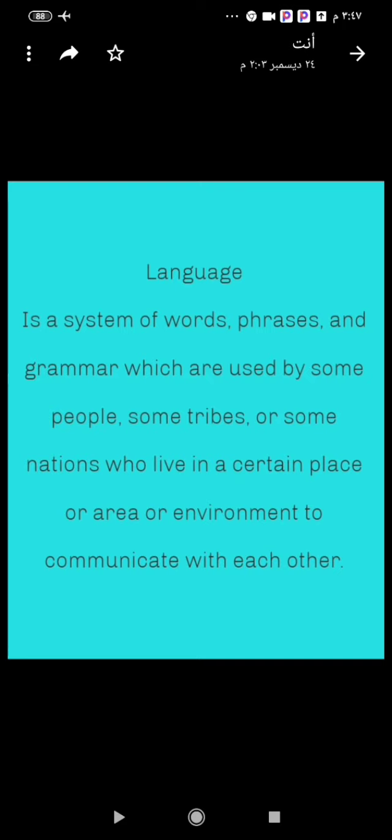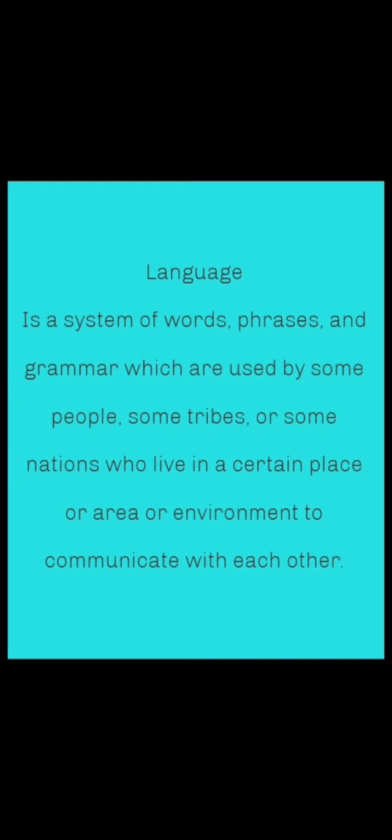Why is it a system? Because language could not be random. ما ينفعش اللغة تكون عشوائية. Of words, words اللي هي الكلمات. Because the word is the smallest unit in language which gives meaning. يبقى أصغر وحدة في اللغة يمكن أن تعطي معنى is the word.